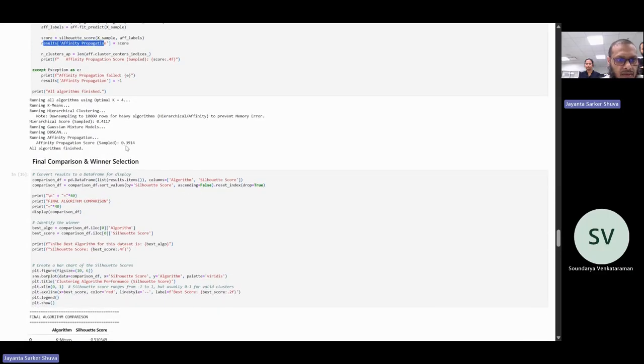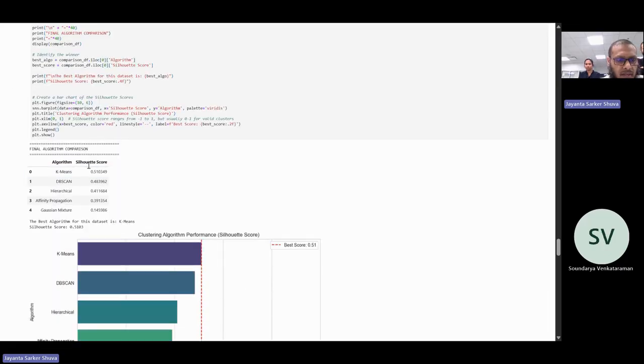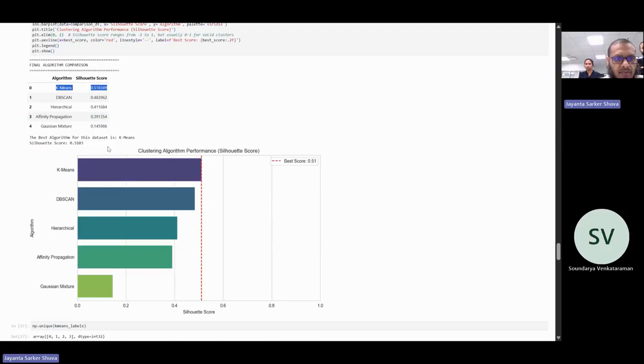From this result array, we tried to get a relativity score for each algorithm. When we ran this program, we got the relativity scores, and in descending order, we got the best relativity score for k-means. So we think k-means is the best algorithm for the data set, and we have also plotted this bar chart to show visually that k-means is the best algorithm.